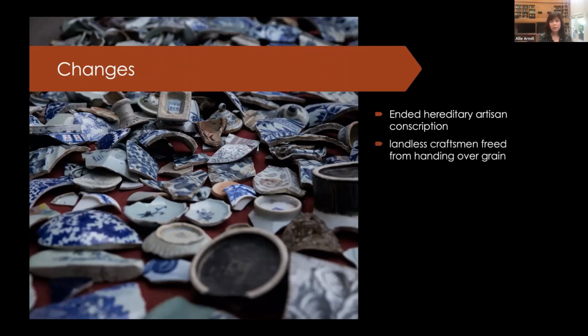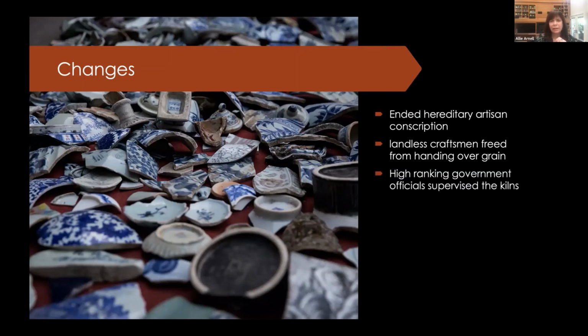Additionally, during the Qing Dynasty, we see an end to the requirement of landless craftsmen to hand over grain as tax. In fact, folks who owned land were taxed, but those who were landless were no longer required to hand over grain. And of course, you can understand that when you have no land and you're an artisan, that would have taken a lot of time to make that happen in the past. So this freed artisans and craftsmen to have more time to be creative and innovative in their ceramic craft.